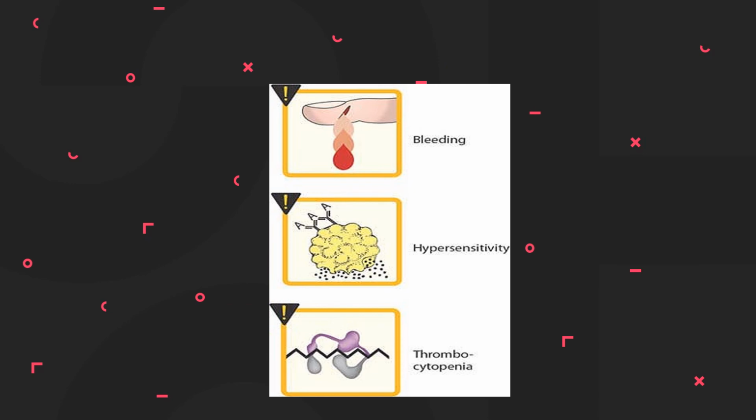So in summary, we can say that adverse effects of heparin can lead to bleeding, hypersensitivity reactions and thrombocytopenia. If there is excessive bleeding, you can antagonize the effect by protamine sulfate, which is a type of chemical antagonism. Hypersensitivity is more seen because it is obtained from animal sources, and you can antagonize the effect by treating the anaphylaxis by giving epinephrine.